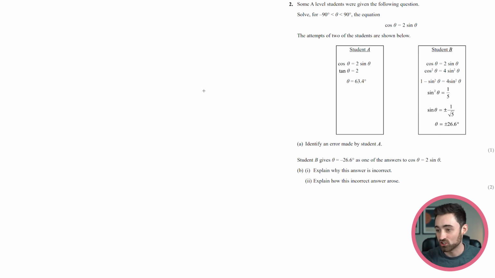So, some A-level students were given the following question. Cos theta equals 2 sine theta. The attempts of 2 of the students are shown below. Okay, so they like getting you to do this. We're basically just going to have to identify mistakes. Identify the error made by student A. So they have cos theta equals 2 sine theta. Well, that's no error. They're just copying out the equation. And then they say tan theta equals 2.